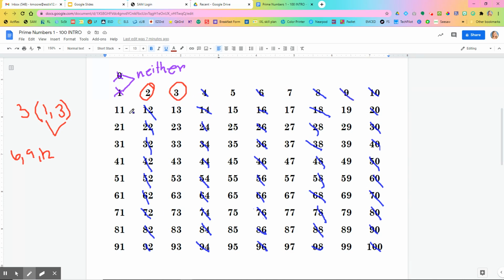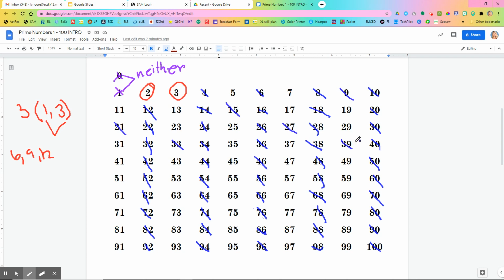So I do 9, 15, 21, 27. These are all numbers that 3 can multiply and give me as multiples. Once we start getting higher, you're not going to know these, but you can use your trick.